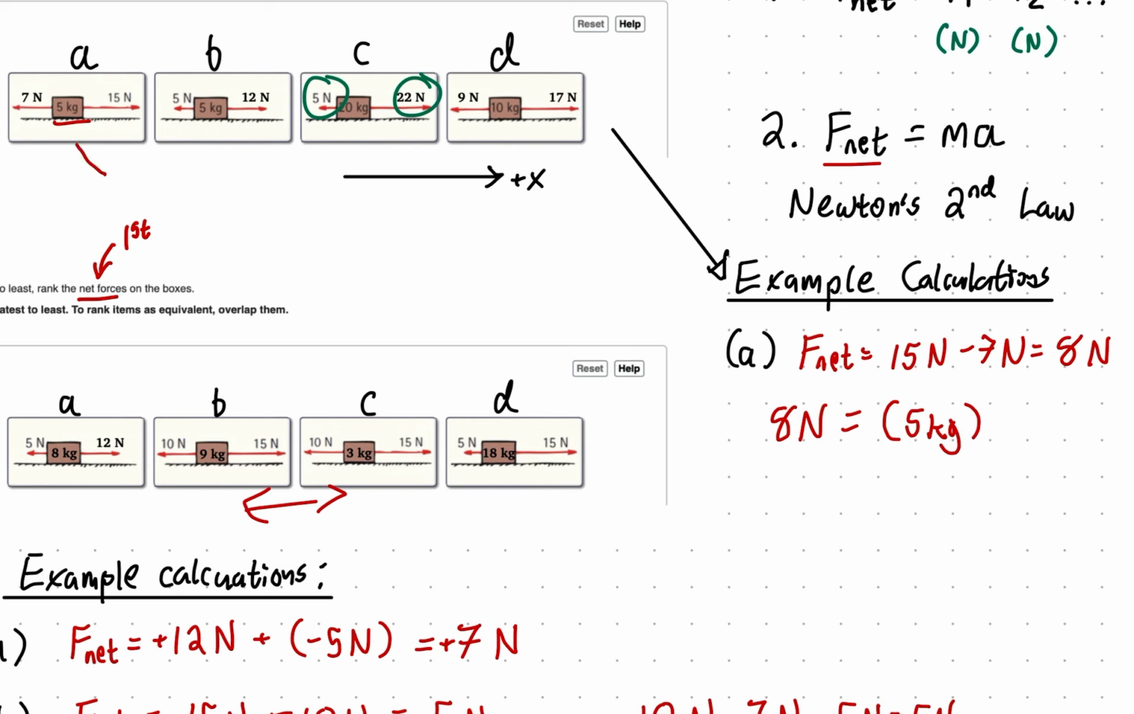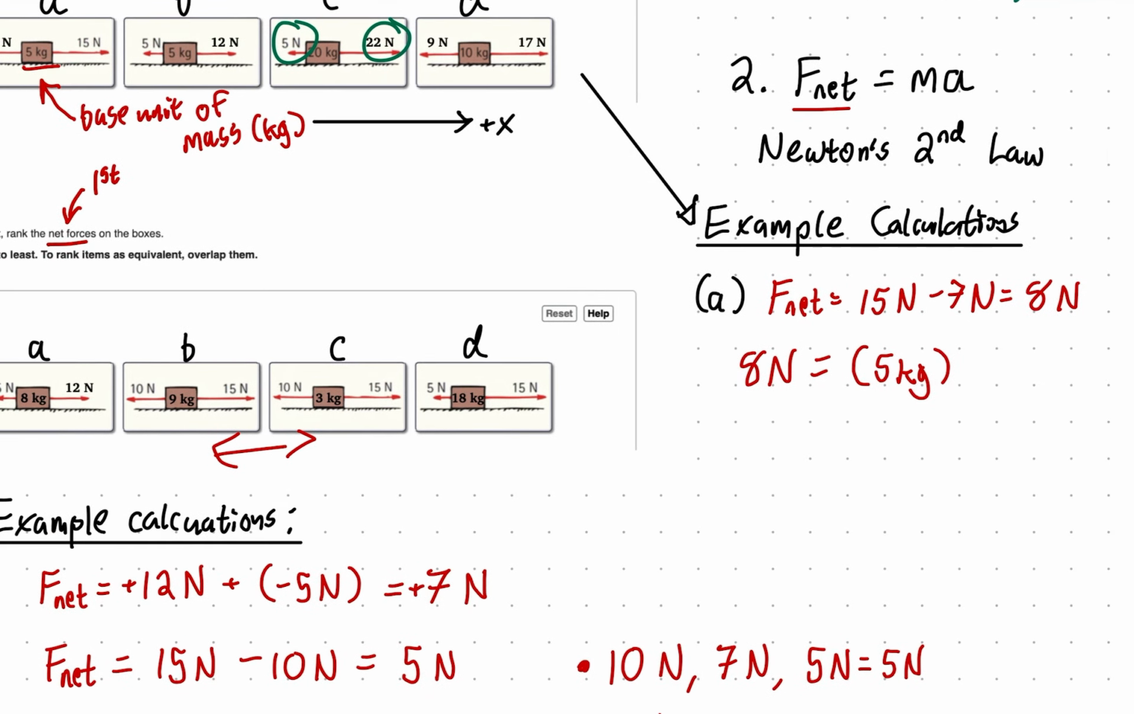So then we're going to have 8 newtons equals, well, we know M is 5 kilograms. And kilograms are the base unit of mass. So if they're not in kilograms and you want to use Newton's second law, then you have to convert to kilograms. That's important to point out because it's not grams, which is easy to forget. Just like the base unit of force is newtons. It's actually a derived unit, but we could say it's based off of base units. The base unit of time is seconds. The base unit of temperature is Kelvin, and so on.